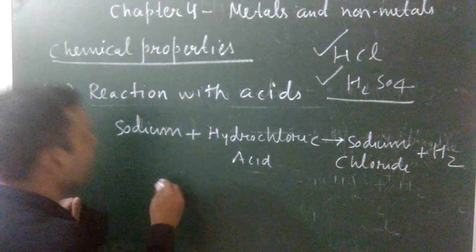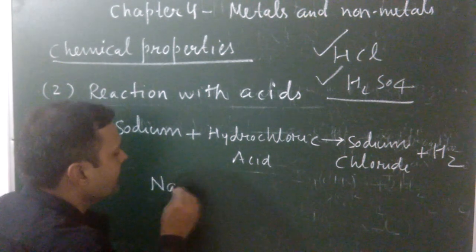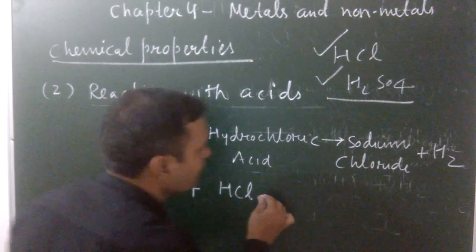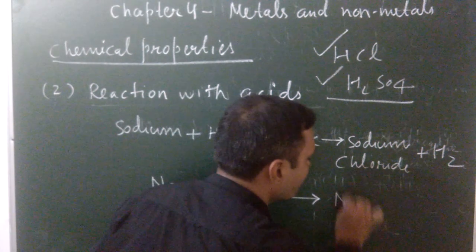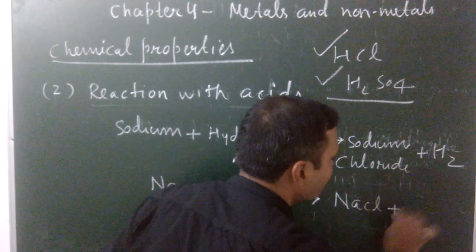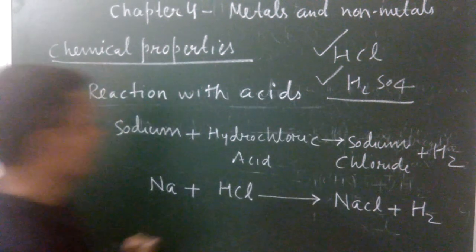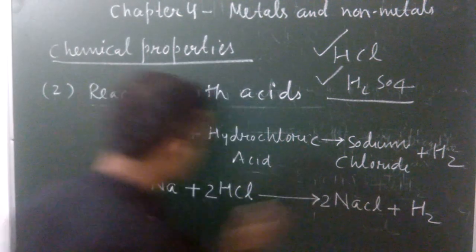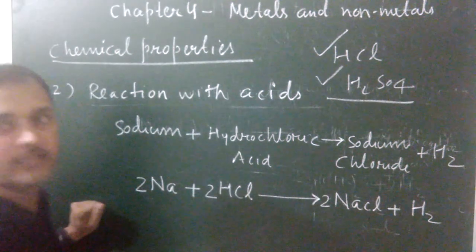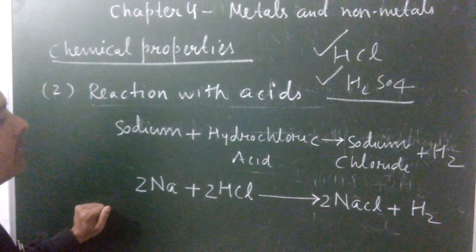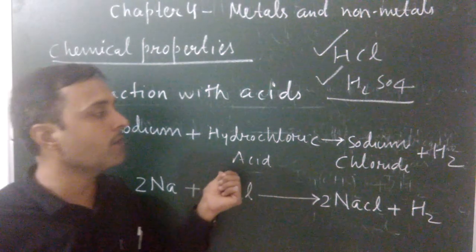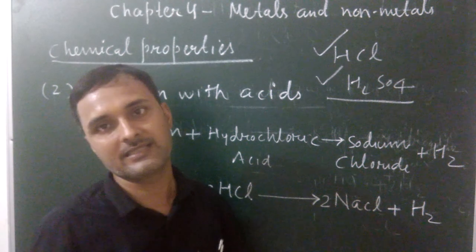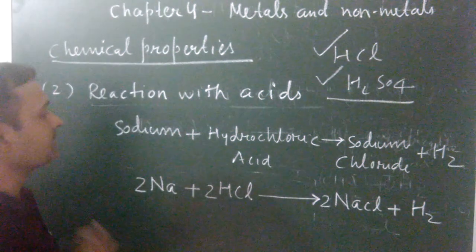By the symbol you can write sodium represented by Na, hydrochloric acid represented by HCl, sodium chloride represented by NaCl, and plus H2. There will be 2 HCl, 2 NaCl, and 2 Na. Now it is balanced. So what happens? The sodium reacts with hydrochloric acid. It forms a salt, sodium chloride, and evolves hydrogen gas. Come to the next chemical reaction.